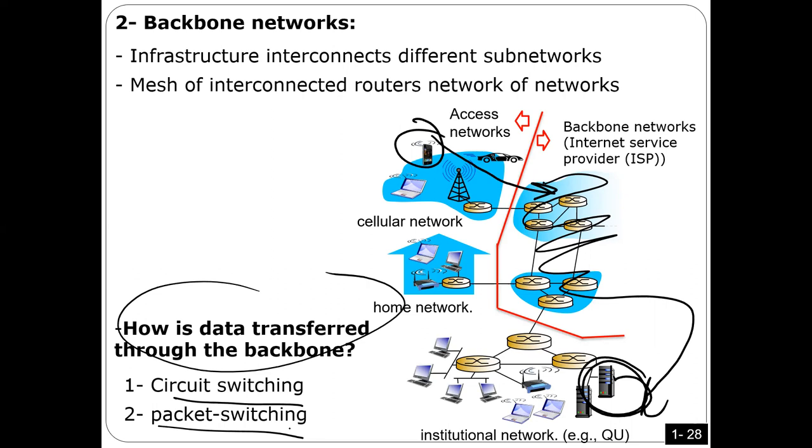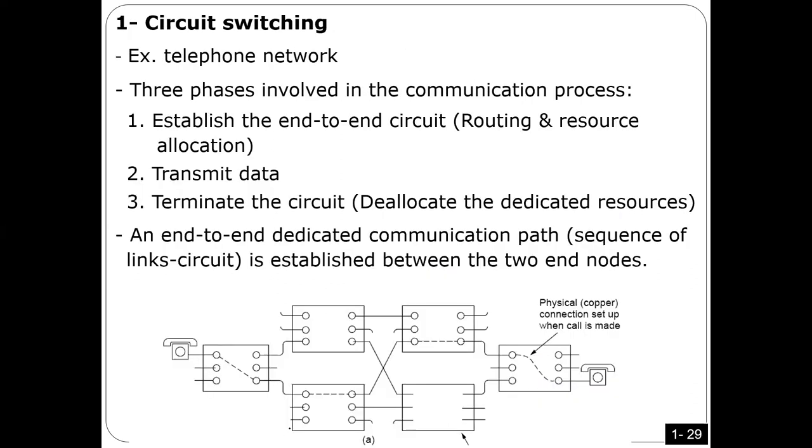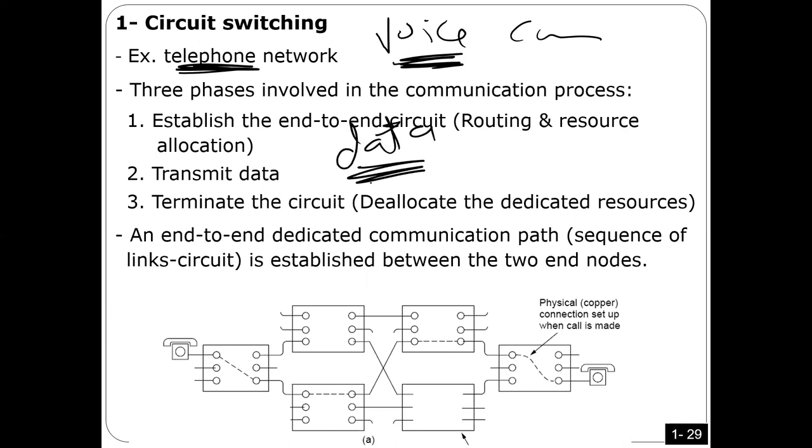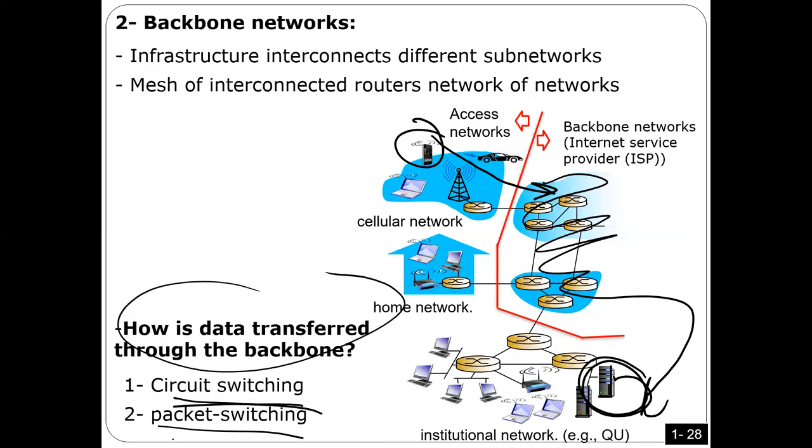So let's start with circuit switching. Circuit switching was actually used in the telephone network, okay? It is actually designed for voice communication. And then for data communication, we found circuit switching is bad. That's why they made packet switching.